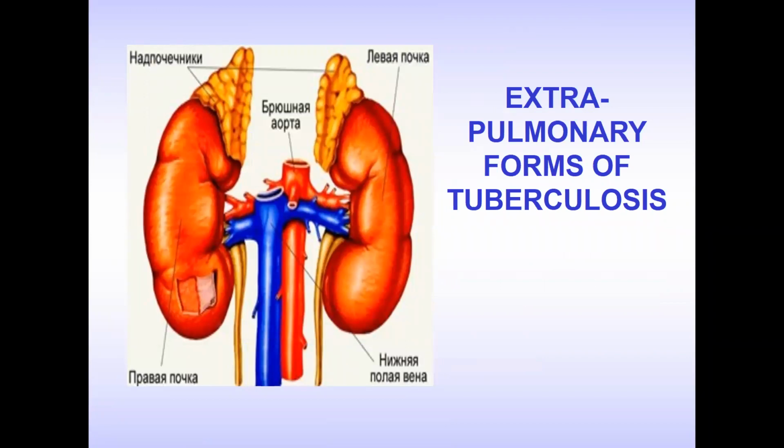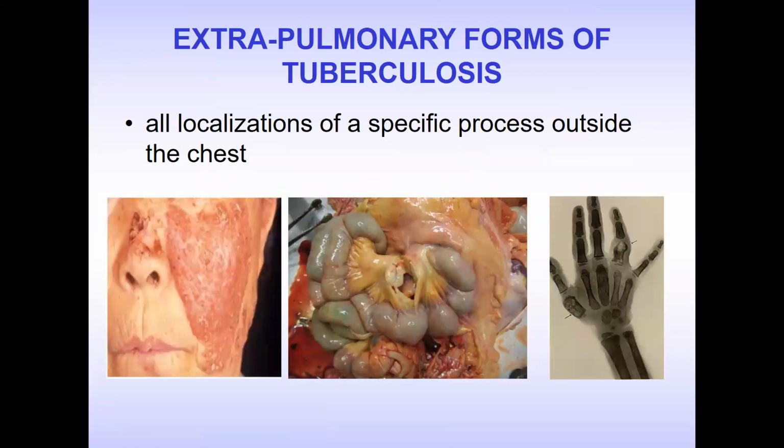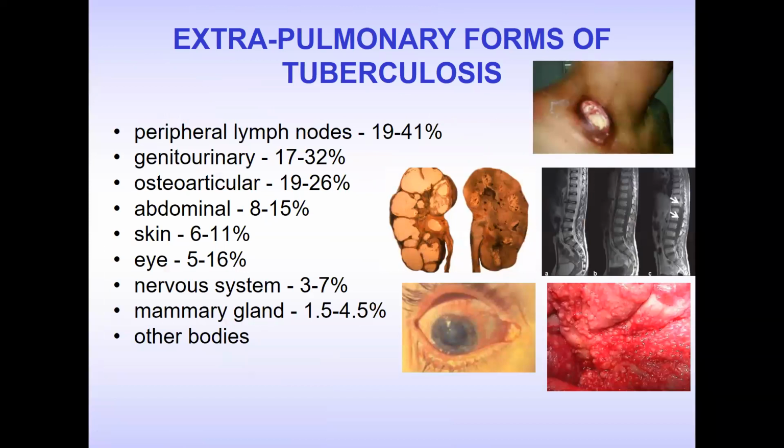About extrapulmonary forms of tuberculosis. All localization of a specific process outside the chest. You can see this picture, forms of tuberculosis and the percent.